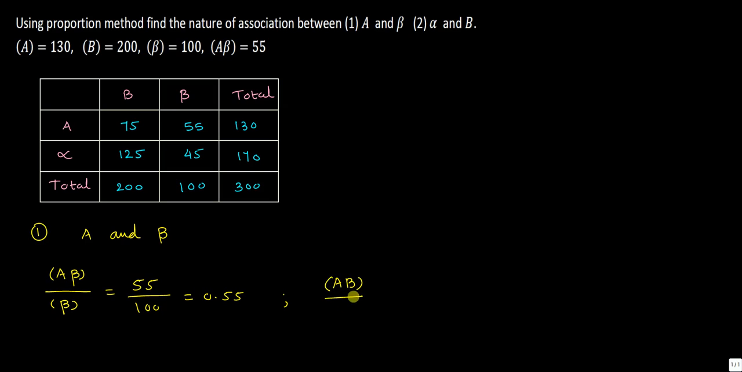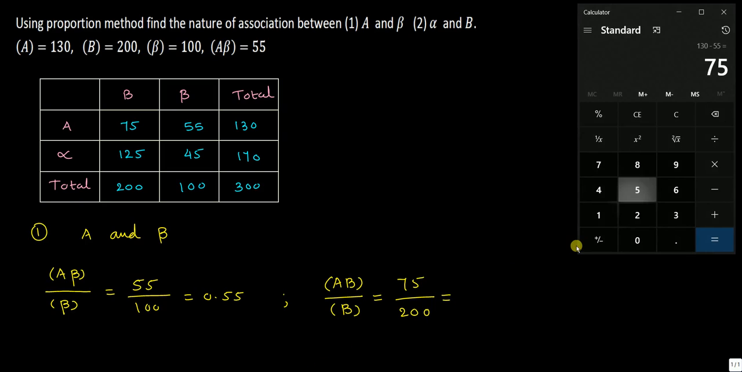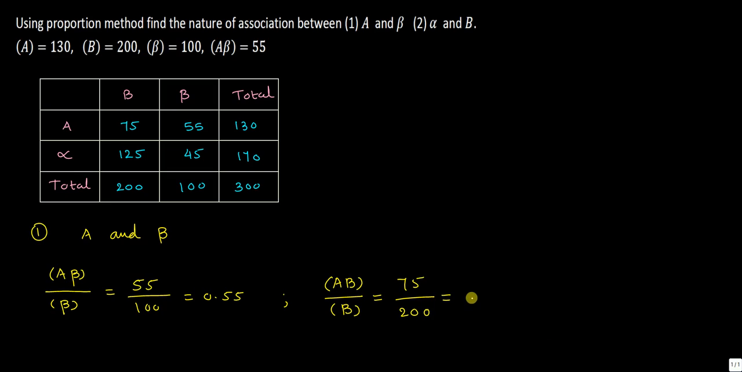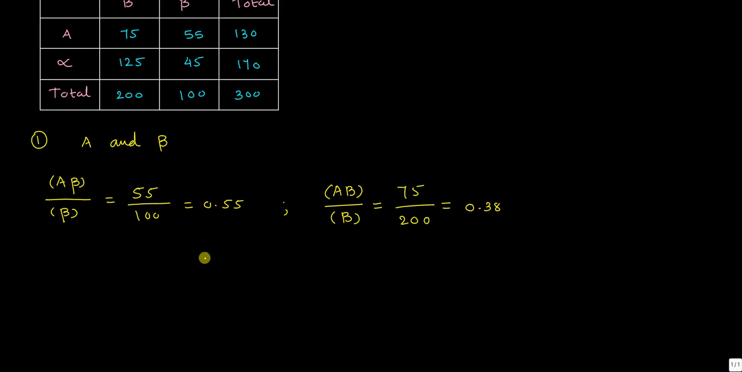AB upon B is equal to AB, which is 75, divided by B, which is 200. So it may be 0.75... 75 upon 200 is 0.38. Okay. Now compare both the values.